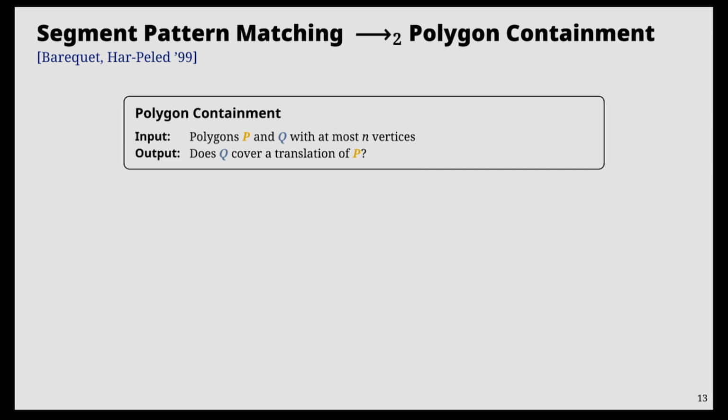This problem is also hard, and it follows somewhat trivially from the previous reduction. Can you see how? So don't even think about 3SUM, just think about segment pattern matching, the problem from before, right? The one where you have to translate line segments and so on.